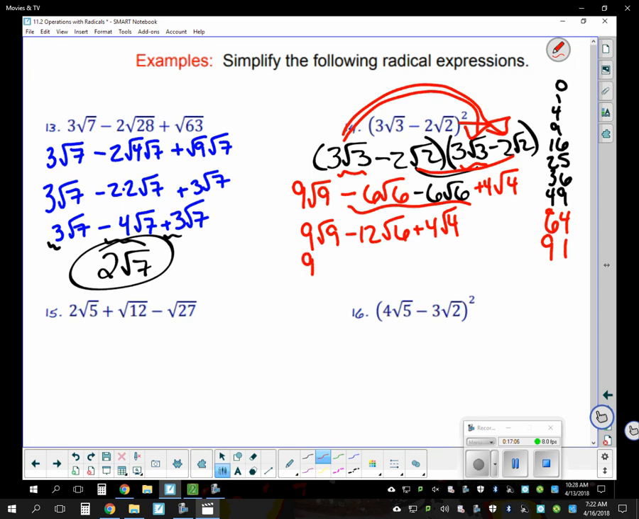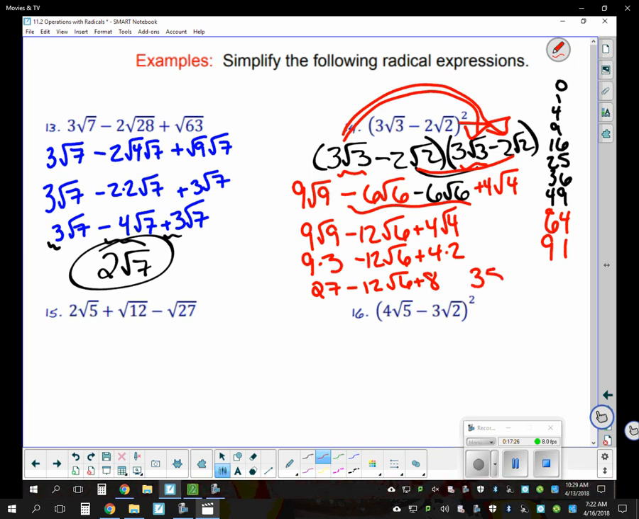Now I'm going to simplify. Square root of 9, we know is a perfect square. It's 3. Square root of 6 cannot be divided by any perfect squares, and square root of 4 becomes a 2. So we have 27 minus 12 square root of 6 plus 8. 27 and 8, of course, are like terms, and that gives you 35, and then your minus 12 square root of 6 just comes down.